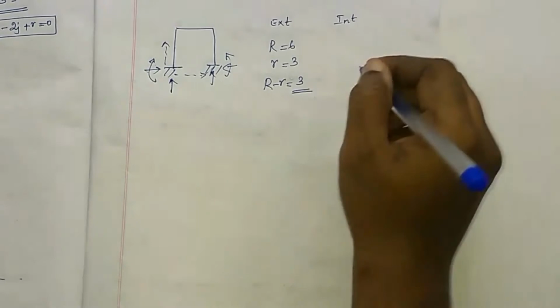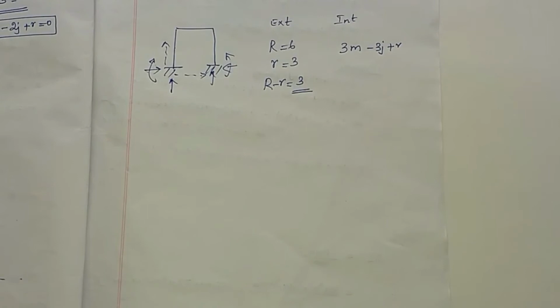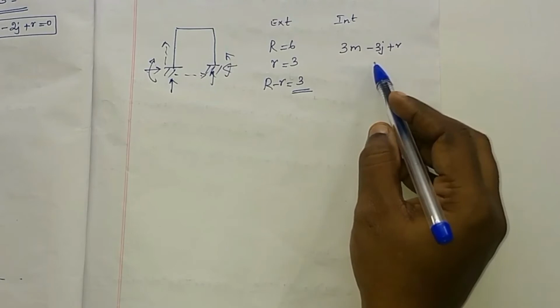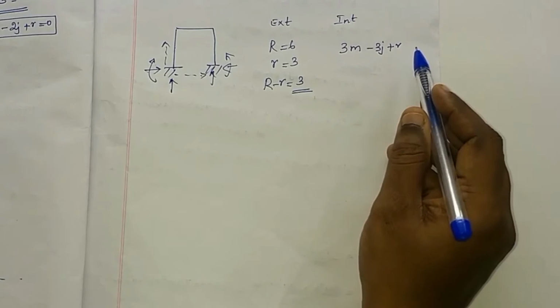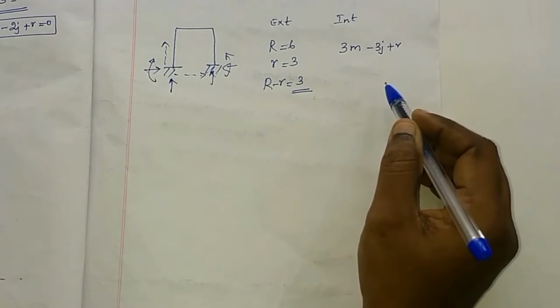Internally, I can write the equation as 3m minus 3j plus r. Already we wrote m minus 2j plus r. So if it is the RCC structure, rigid jointed structure, my equation goes like this, 3m minus 3j plus r. If it is equal to 0, it is determinate. If it is less than 0, then it is unstable. If it is greater than 0, it is indeterminate. Let us check out what is the degree of indeterminacy.